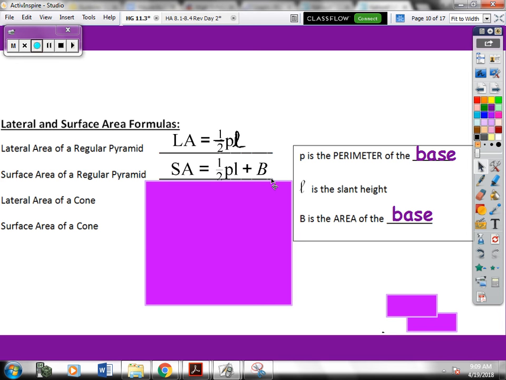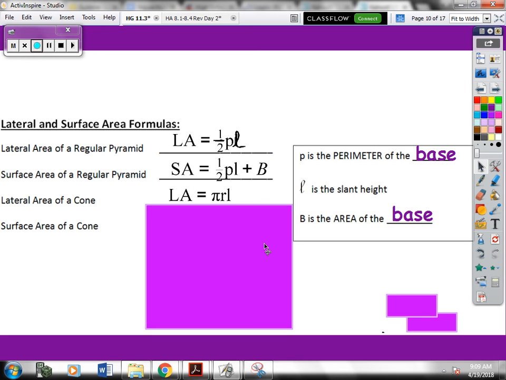Cone is going to be basically the same formula, except that we know the perimeter of a circle is the circumference, so that's 2 pi r. And we also know the base is a circle, so that's always going to be pi r squared. So the lateral area will be pi RL, and that would be 1/2 times 2 pi r. The 2 and the half would cancel out to just leave you with pi RL.